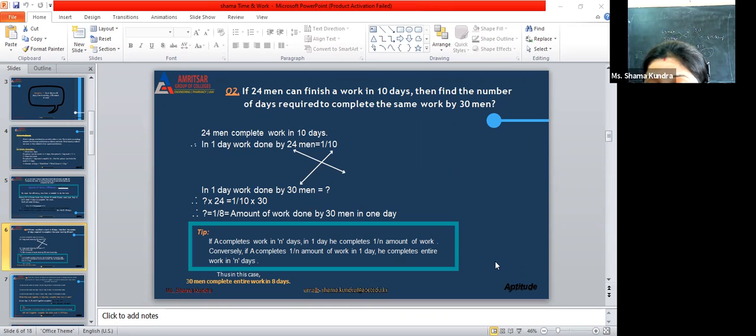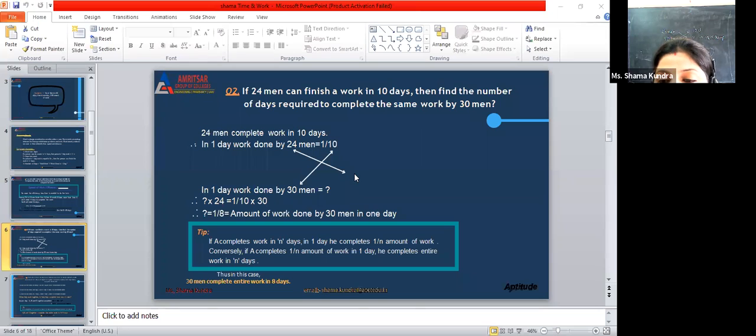We don't know. So we will now cross multiply. On cross multiplication, here question mark is over here. Here it is question mark. Okay? So 30 men in one day will complete 1 by 8 amount of work. So this is the work. This is not the number of days. This is the amount of work done in one day by 30 men.